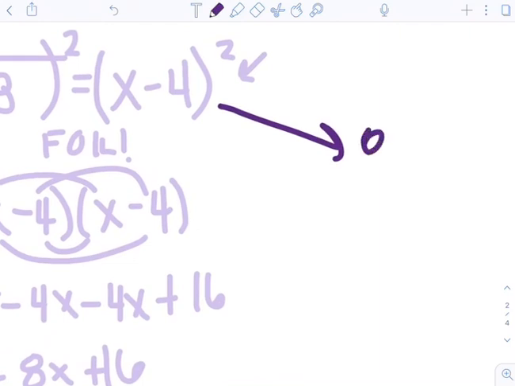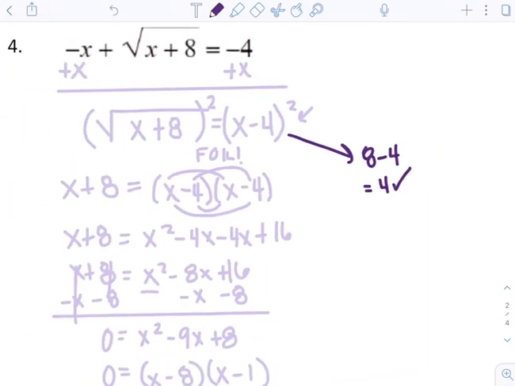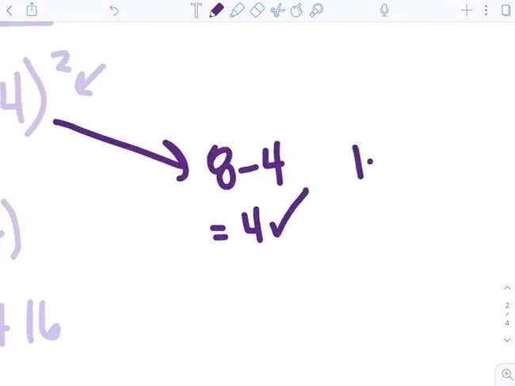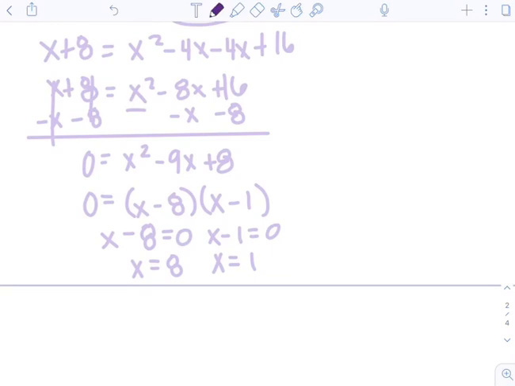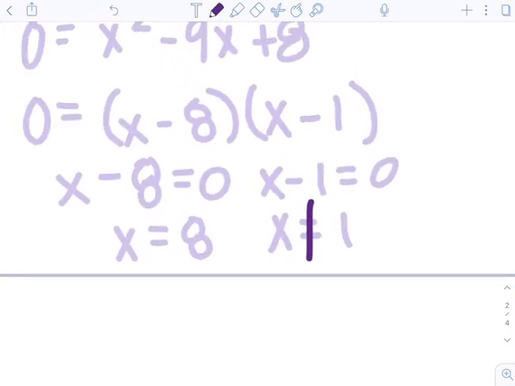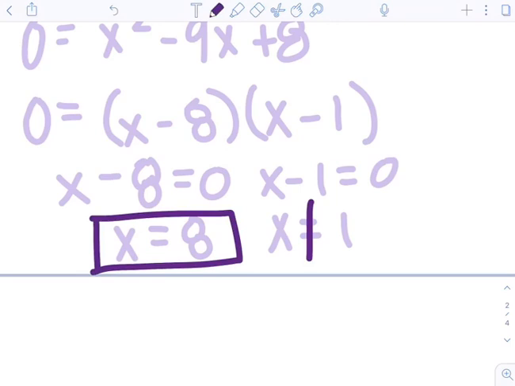I have x is equal to 8, so 8 minus 4, that gives me positive 4. Okay, so that's fine. Now let's try positive 1. So 1 minus 4, that equals negative 3. That cannot happen. Okay, I have my square root. It's going to end up equaling a negative 3. We don't like that. So x equals 1 can't actually be a solution. So my only answer in this case is x is equal to 8.